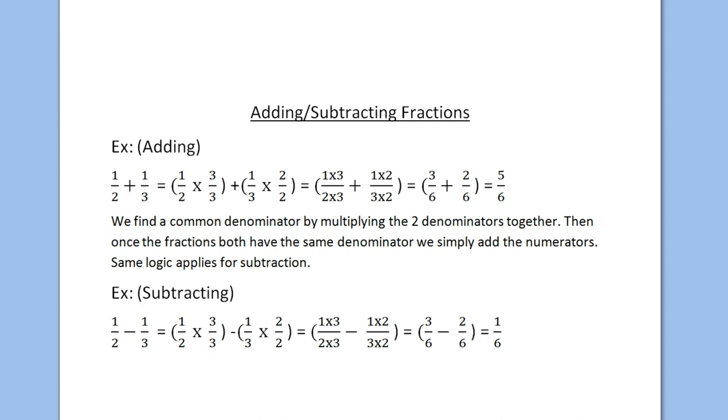The same logic applies for subtraction. So we're really just swapping the plus sign for a minus sign, but we need to go through it carefully anyway. So a half minus a third is equal to a half times 3 over 3 minus a third times 2 over 2, and that's equal to 1 times 3 over 2 times 3 minus 1 times 2 over 3 times 2. Again, we have a common denominator of 6, so the last part of the answer is 3/6 minus 2/6, and that's equal to 1/6.